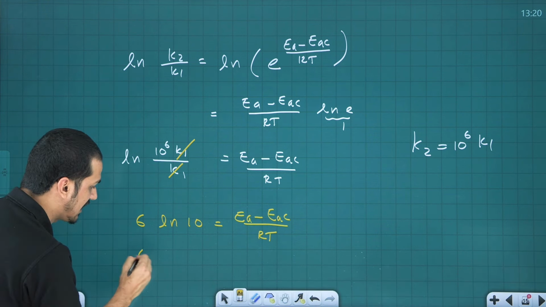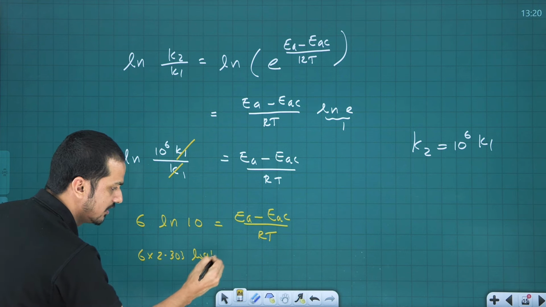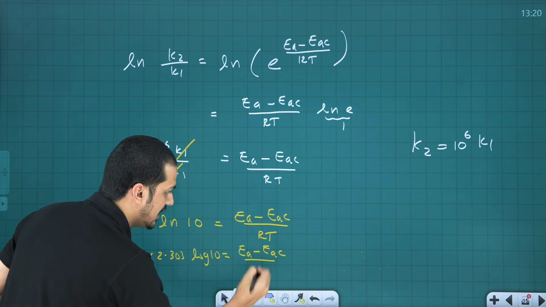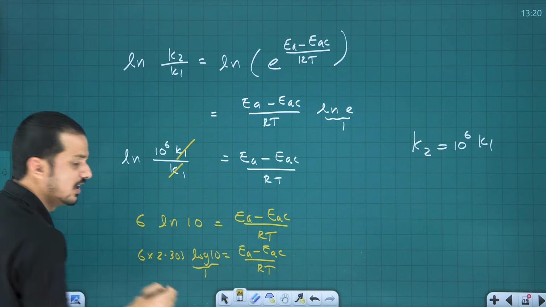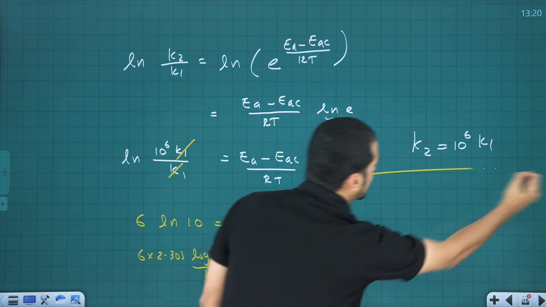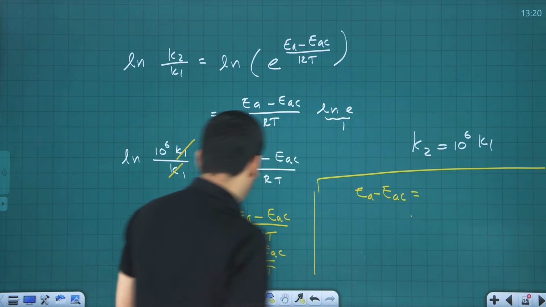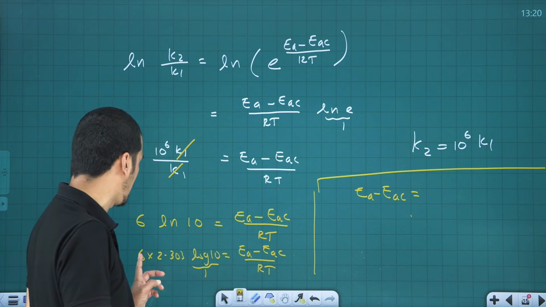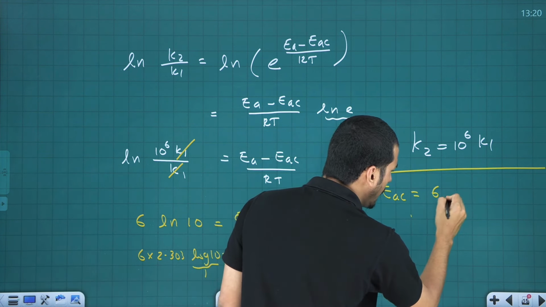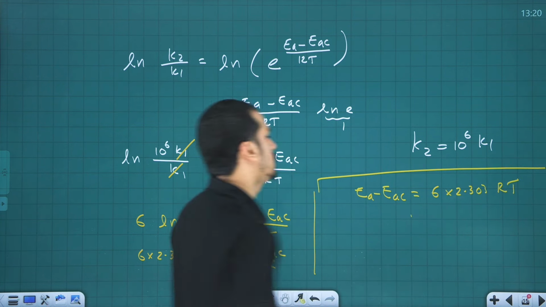This ln 10 I can write as 2.303 into log 10 equals EA minus EAC by RT. What is log 10? Log 10 is also 1. Then the remaining is, listen to me very carefully, EA minus EAC. EA minus EAC equals, taking this RT from the left to the right, 6 into 2.303 into RT.